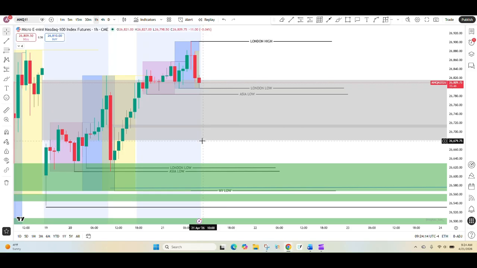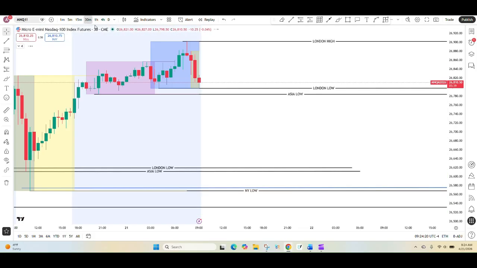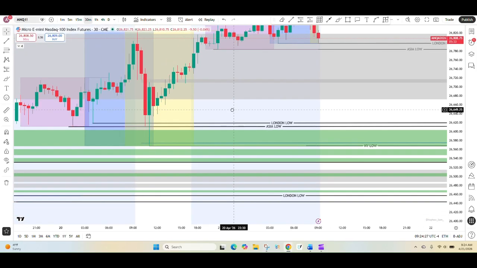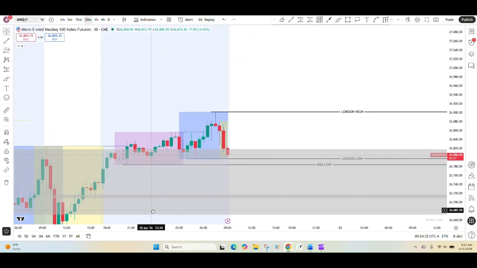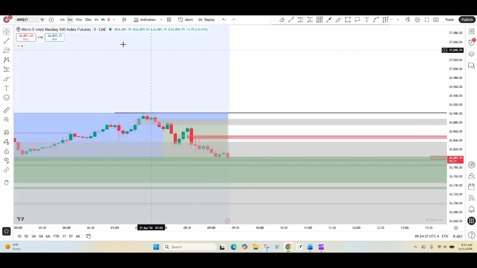Okay. So we're going to drop down to our 5-minute. Go to 30-minute first, actually. See if we see any internal key levels here, which I don't. I have some key levels already marked out, but I don't see any additional ones. So we're going to drop down to the 5 minutes so we can begin marking out our entries.